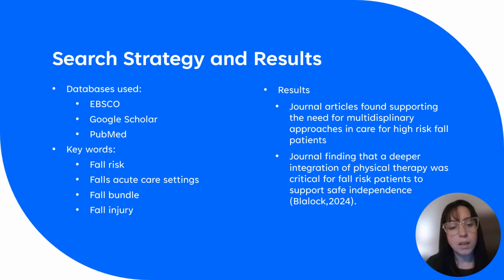Search strategy and results. I used the online databases with the university as well as Google Scholar, things like EBSCO or PubMed. I used keywords like fall risk, falls in acute care settings, fall bundles, fall injuries, and things of that nature. Results: journal articles were found supporting the need for multidisciplinary approaches in care for high-risk fall patients, and a journal finding that a deeper integration of physical therapy was critical to fall patients to support safe independence. The author made a point that nursing staff, physical therapy, and occupational therapy play a pivotal role in helping patients not only regain independence, but do so safely.